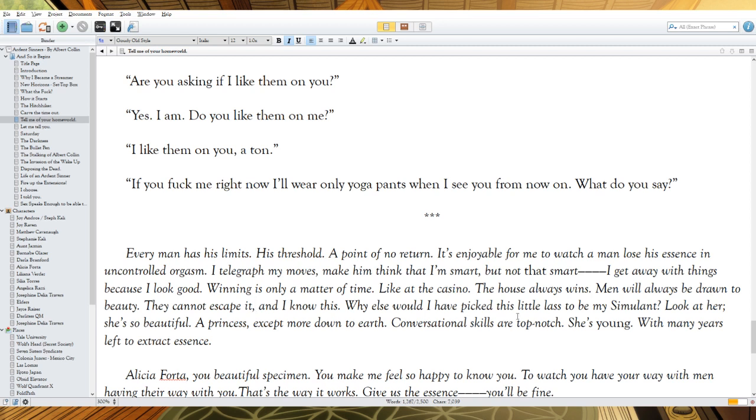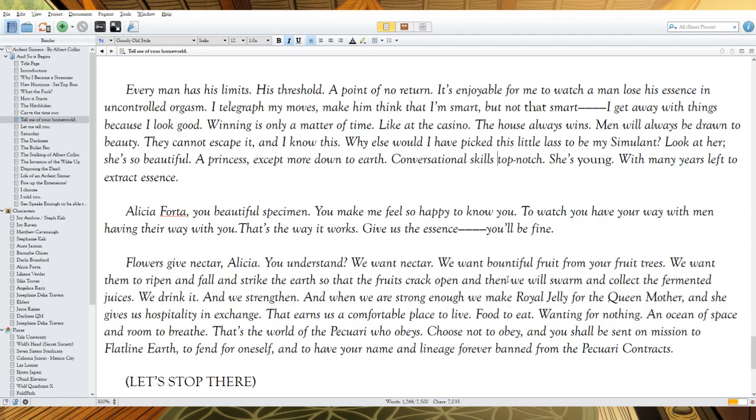Conversation skills, top notch. She's young, with many years left to extract essence. Alicia Forta, you beautiful specimen. You make me feel so happy to know you, to watch you have your way with men, having their way with you. That's the way it works. Give us the essence. You'll be fine. Flowers give nectar, Alicia. Do you understand?